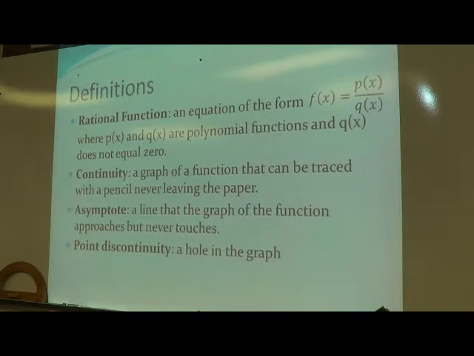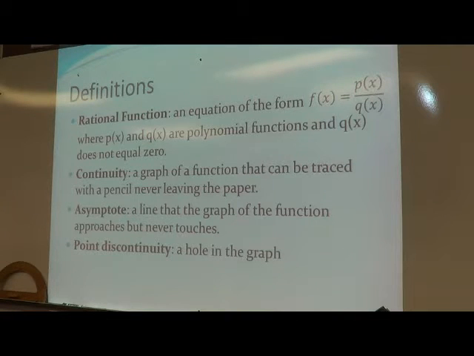So first, we've talked about rational equations, some rational expressions, but now we're talking about rational functions. All that means is you have a polynomial involving x in the top and a polynomial involving x in the bottom. And the bottom cannot equal 0. Continuity implies that a graph can be traced with a pencil, never leaving the paper. So there are no breaks, there are no cuts, there are no stops in the graph on a given interval.